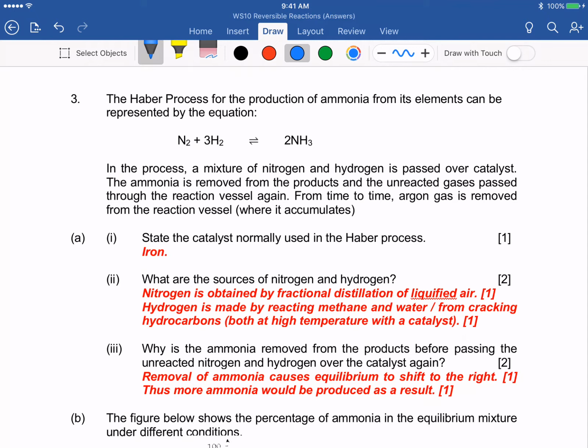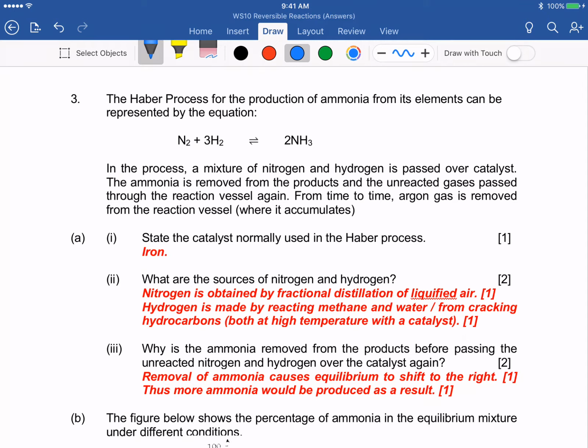3. Haber process for the production of ammonia from its elements can be represented by this equation. In the process, a mixture of nitrogen and hydrogen are passed over catalyst. Ammonia is then removed from the products. Unreacted gas passed through reaction vessel again. From time to time, argon gas is removed from the reaction vessel where it accumulates. State the catalyst normally used in Haber process. This is a recall question, so it's iron.